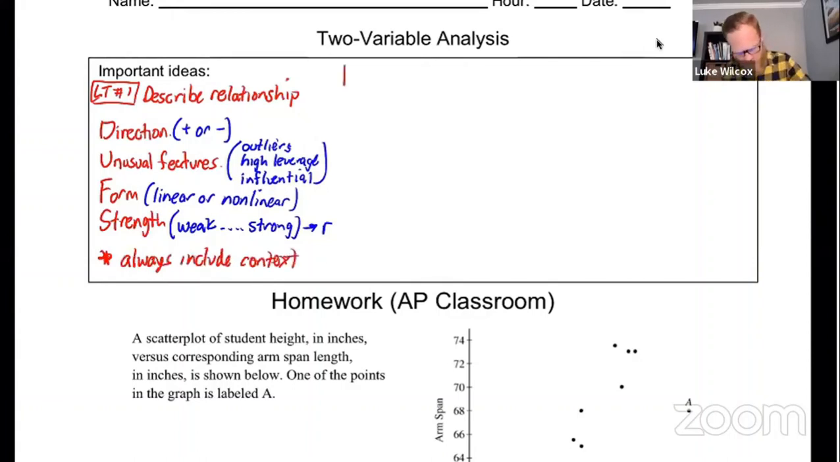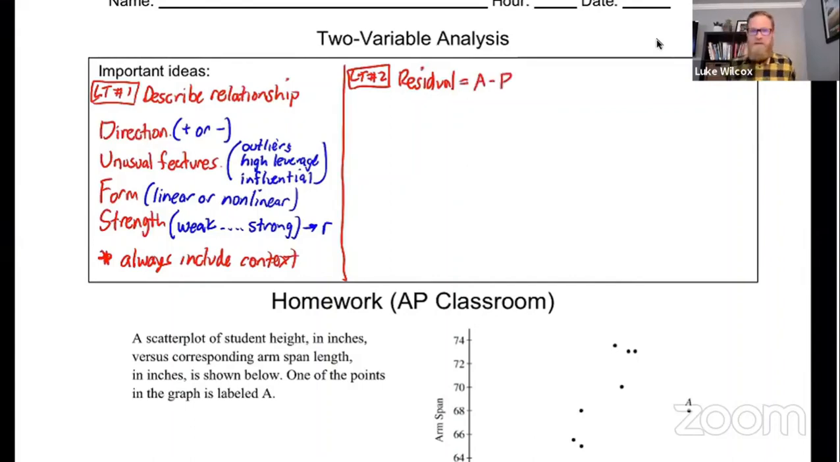All right, that takes care of learning target number 1. Learning target number 2 had to do with residuals and residual plots. So let's first just put a little reminder here of the definition of a residual, which is the actual y value minus the predicted y value. And sometimes you'll see that written as actual y value y minus predicted y value of y hat.